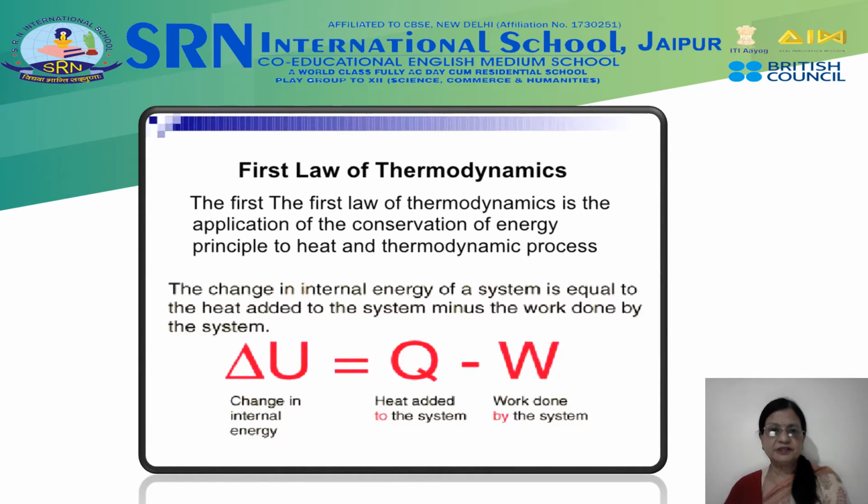The change in internal energy, that is delta U of a system, is equal to the heat added to the system minus the work done by the system. So Q is the heat, Q amount of heat added to the system, and this Q amount of heat is being used in doing the work done. Then when the system does the work, this Q minus W will be equal to the change in internal energy. So delta U will be equal to Q minus W.